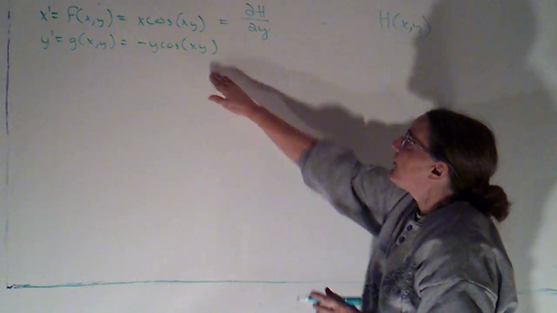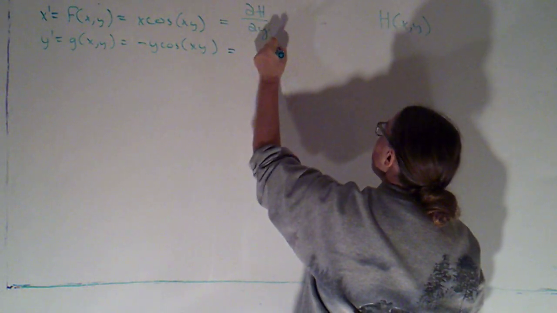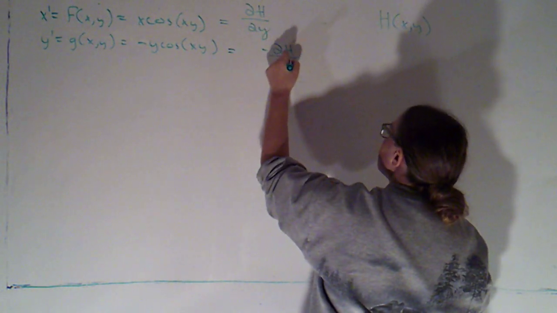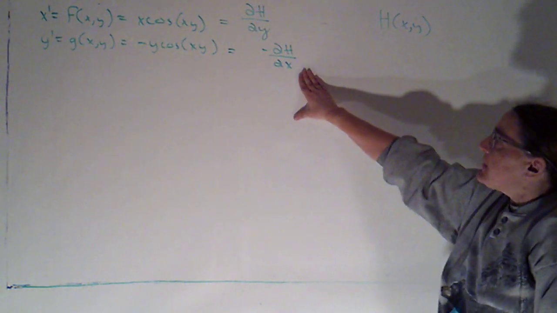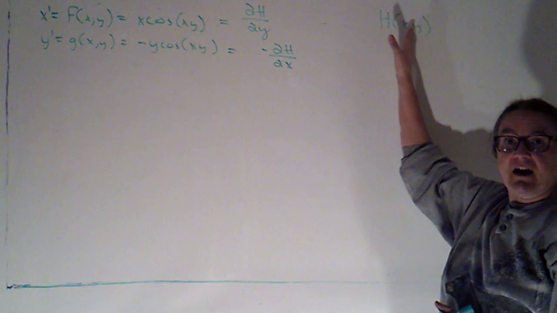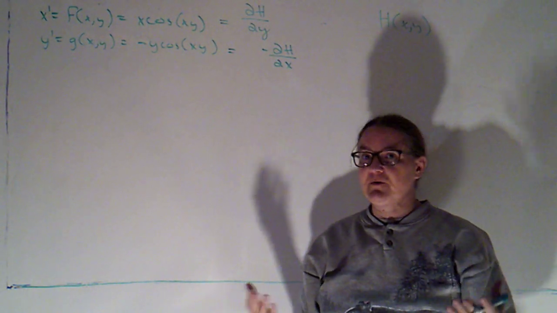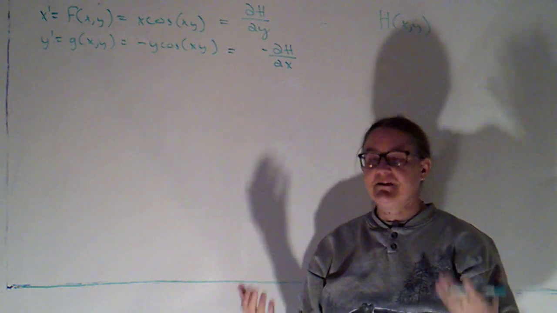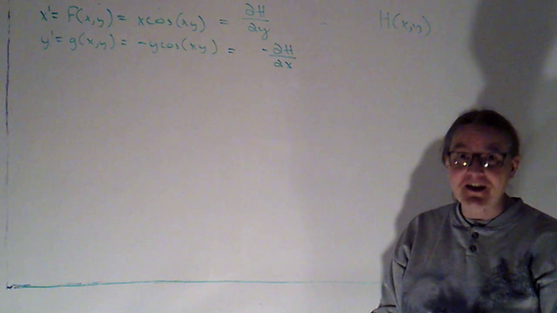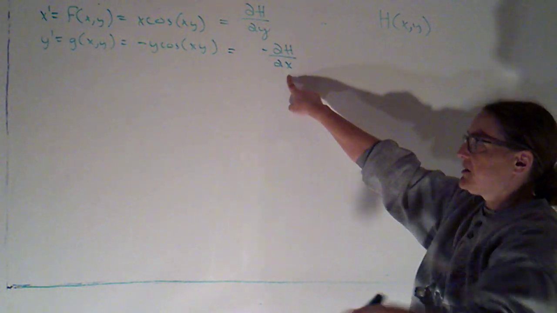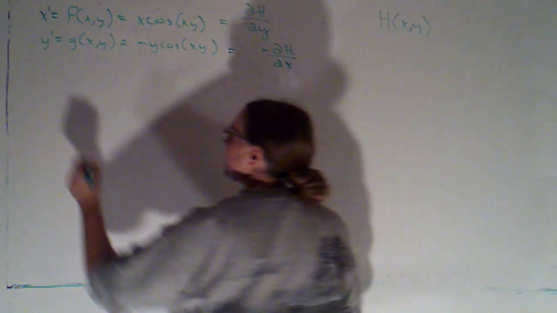Okay. All right, g, the function that's giving me my y primes, is the opposite of the partial of h with respect to x. So I'm going to use this information to try to find h. Now this is going to be almost exactly like what we did when we were solving for exact differential equations. We had essentially formulas for the two partials of our function. Here, this just happens to be the opposite of one of the partials. So it's really the same four-step process.